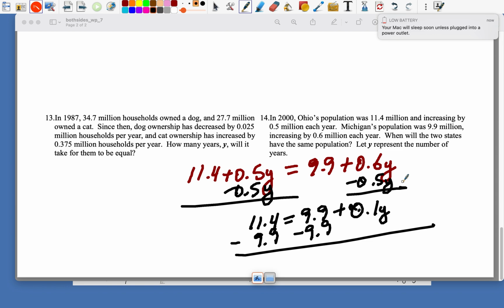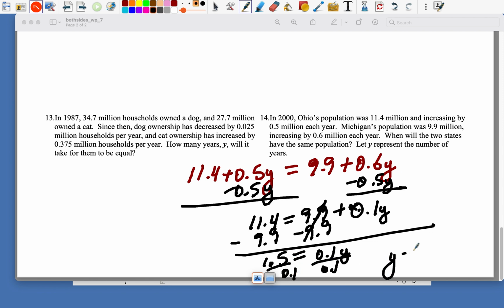Okay. That goes away. 11.4 minus 9.9 is going to give us 1.5 equals 0.1y. Divide by 0.1, and the number of years it's going to take for both populations to be the same is going to be 15. So 15 years. Both states will have the same amount of people. That's it. So now you have an idea of situations that can be translated to equations with variables on both sides.